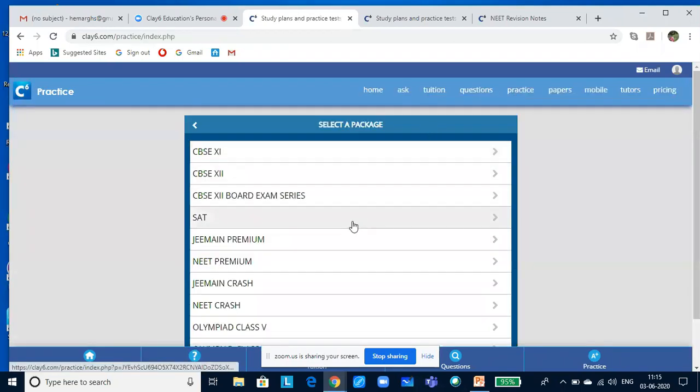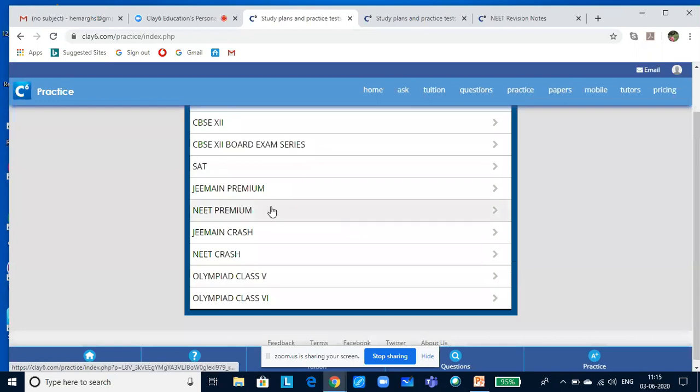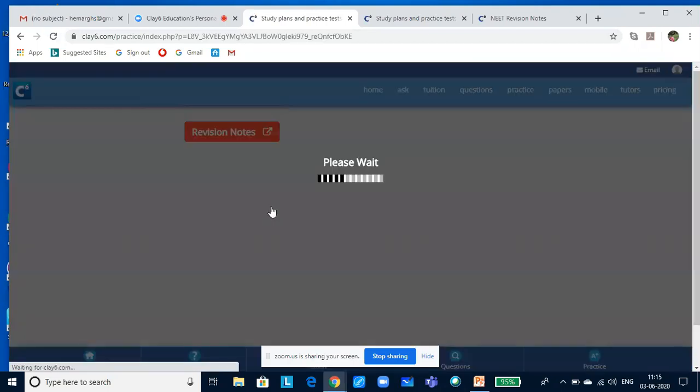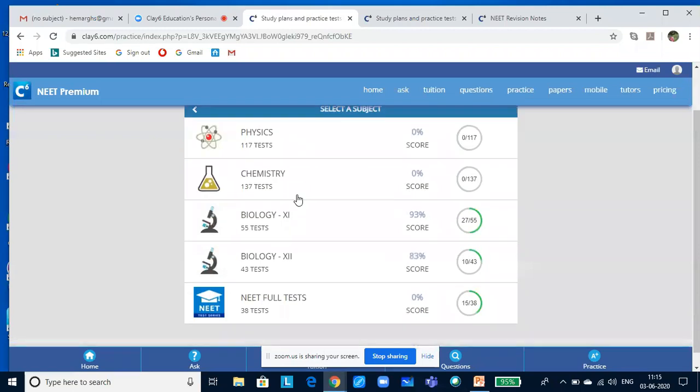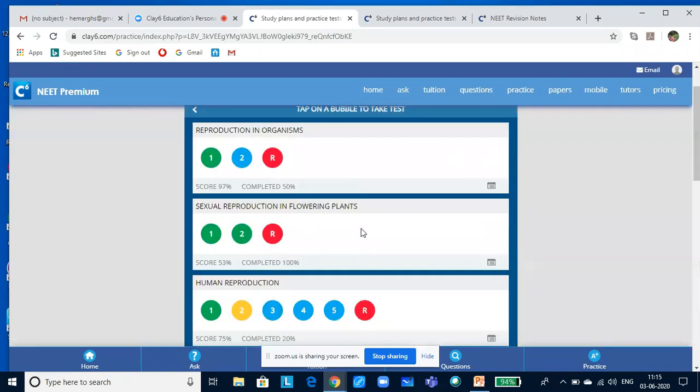So you will see a lot of packages. Select NEET Premium because we are doing the NEET course here. And here you find chapter-wise tests in physics, chemistry, biology, and NEET full tests. Now here you see a lot of colored bubbles. Each bubble is a test.